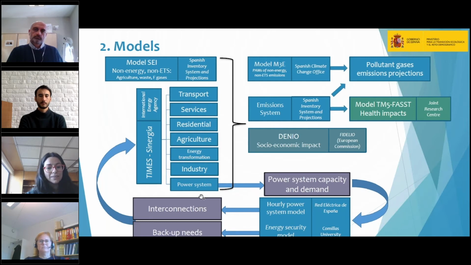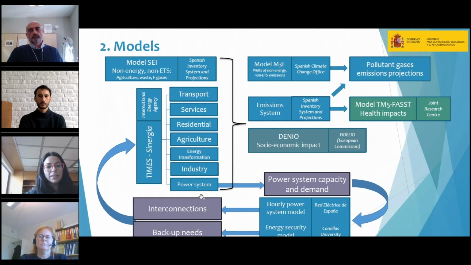With this power system model, we check that we don't need any backup needs. We check also the exchange in the interconnection and, in summary, that we don't have any security or supply issues for the results of this model, given that we are reaching a really big share of renewable energies in the power system.